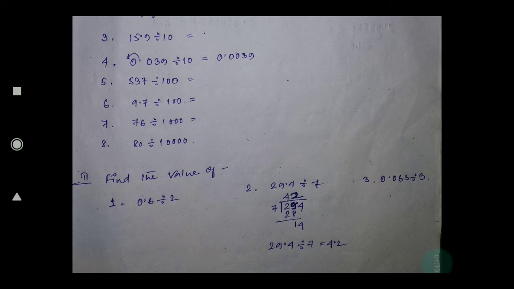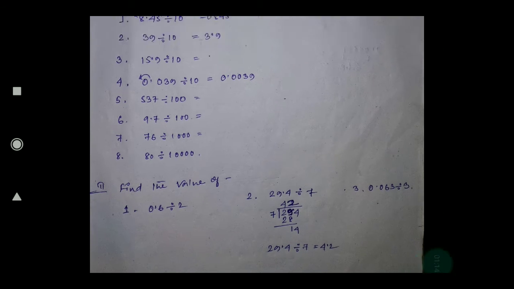So similarly, 294 you divide by 7, and after that, whatever you have got, you adjust the decimal. Number 4 also you do by yourself. Now number 5, see number 5.